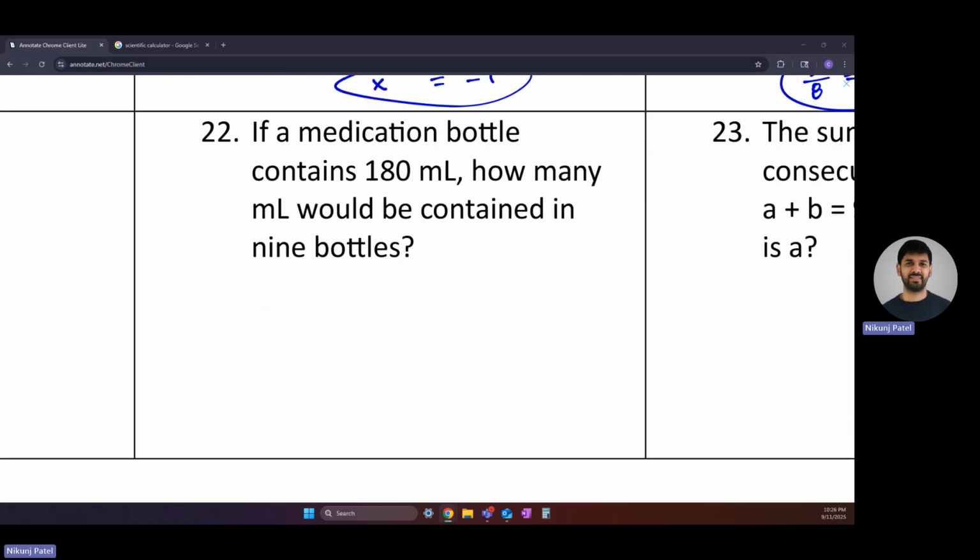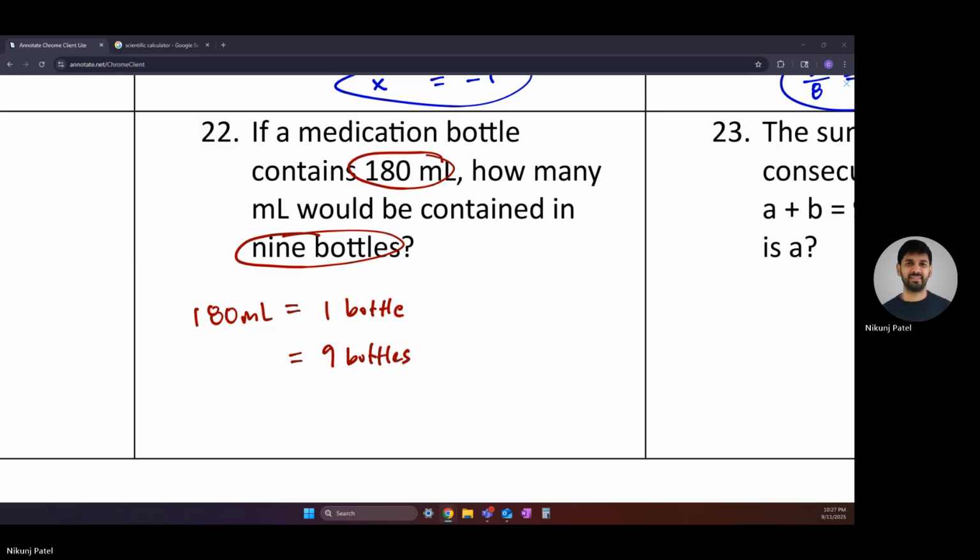22. If a medication bottle contains 180 milliliters, how many would be contained in 9 bottles? So you can go about this in different ways, but really we just see 180 is in one bottle. 180, let me put milliliters equals one bottle, and it's asking about 9 bottles. We can put an x, how many milliliters would that be?